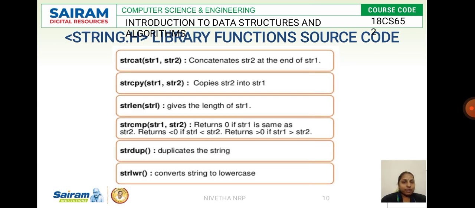Some of the string functions that we have in C under library functions are strcat, which is going to concatenate two strings, string 1 and string 2. When you invoke this function, it will concatenate both string 1 and string 2. Then you have strcpy, which is going to copy the second string into the first string, and you have strlen, which is going to give the length of the string.